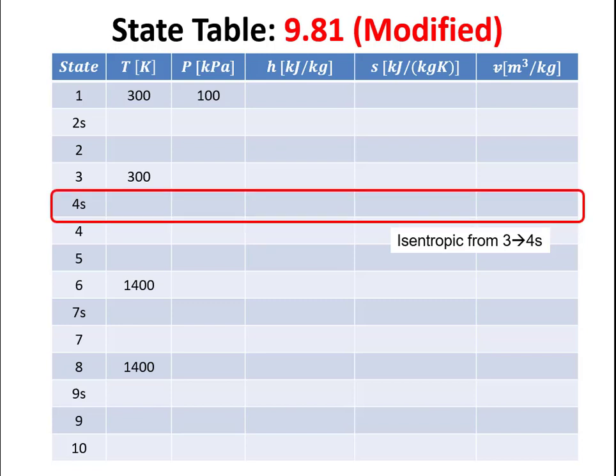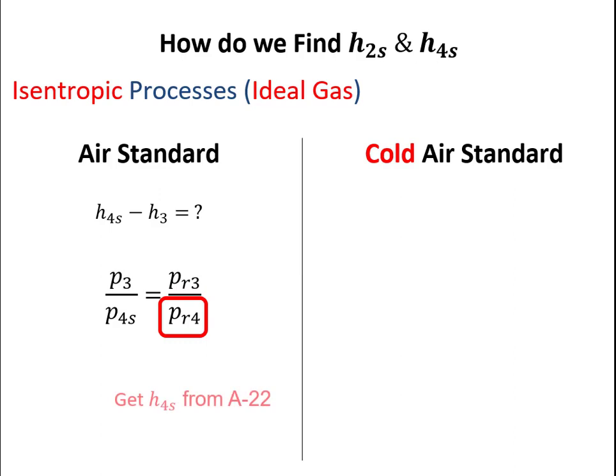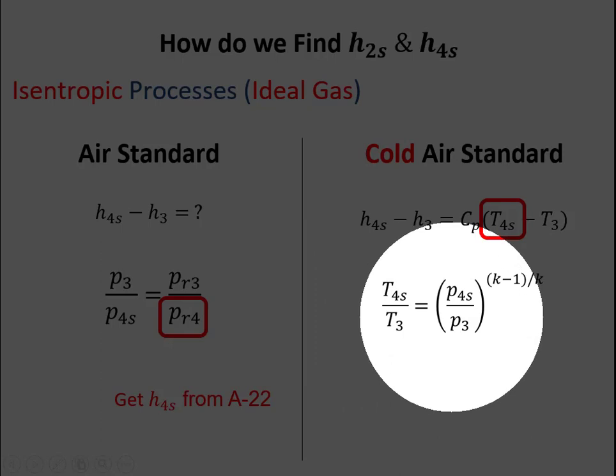So next I would move to state 4s, and here the process is the same as when I went through my first isentropic compressor. So I'm trying to find delta H if I'm doing a variable specific heat problem, and I can isolate and solve for PR4. I know everything else in this equation. I get things from A22. So I would have had to take the temperature that I know at state 3 and find PR3 as well. Or if I'm doing cold air standard, I know that this is Cp times delta T, and I use this same expression with k in the exponent that's a function of my pressure ratios.